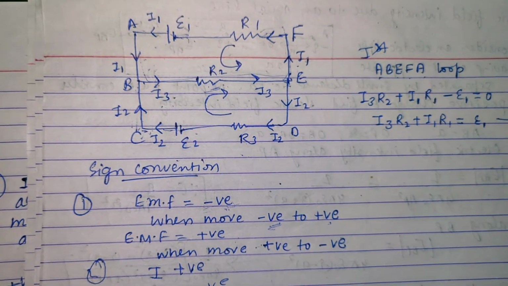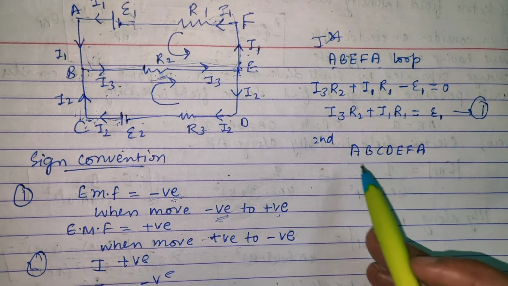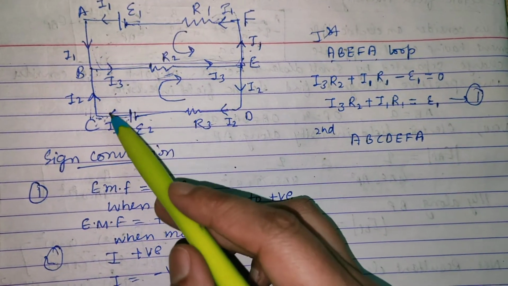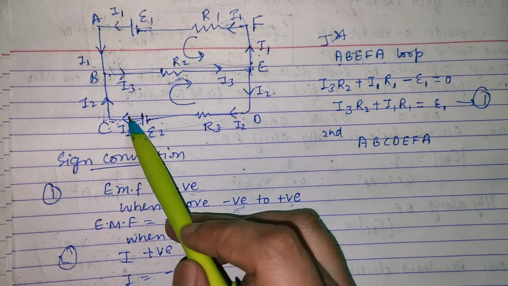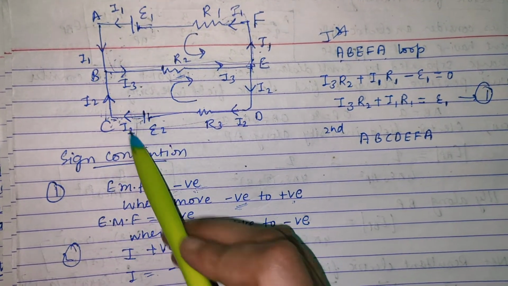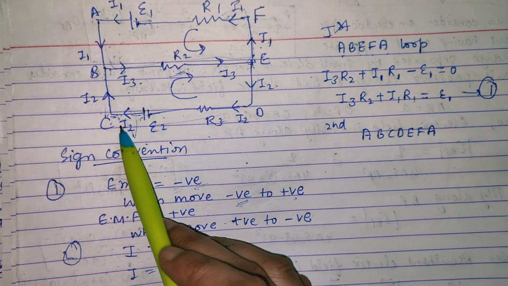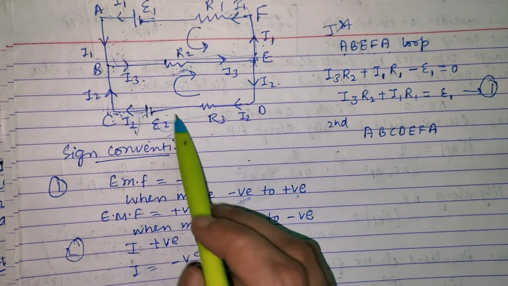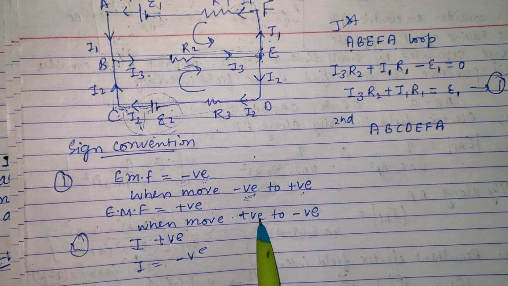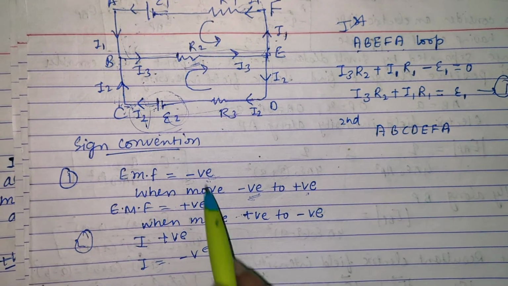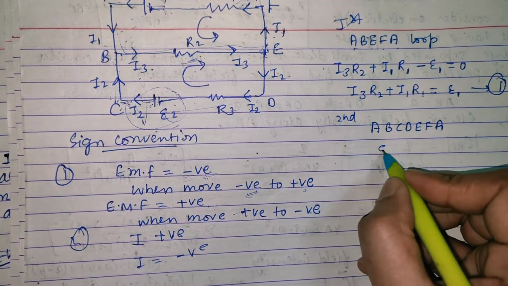Now we consider our second loop, ABCDEFA. This is a closed loop. Now in the ABC arm there is no resistance, so C to D. Here first is EMF E2. Now we enter from positive. When we enter from positive to negative, we consider a positive sign. So here we write E2.